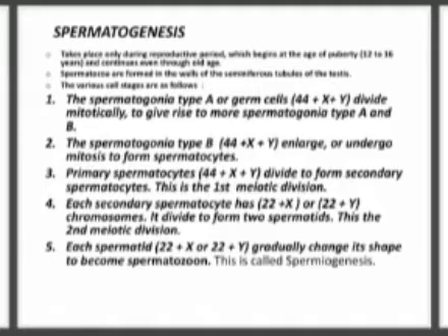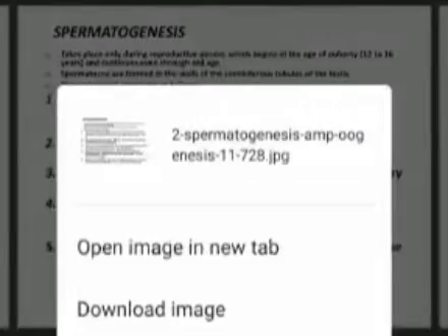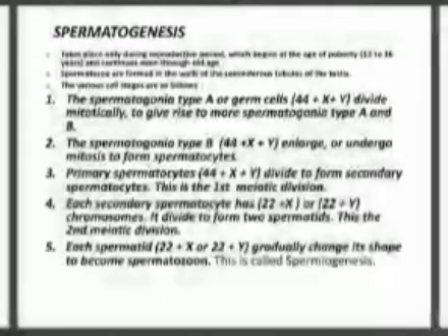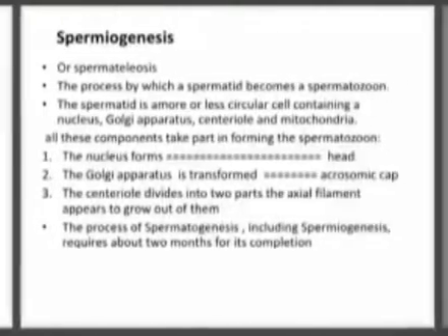Each secondary spermatocyte has 22 autosomes plus X or 22 autosomes plus Y. It divides to form two spermatids. This is the second meiotic division. Each spermatid, 22 plus X or 22 plus Y, gradually changes its shape to become a spermatozoon. This is called spermiogenesis.